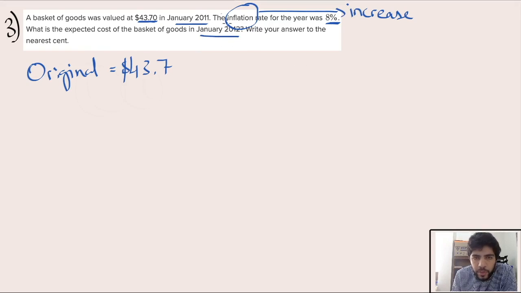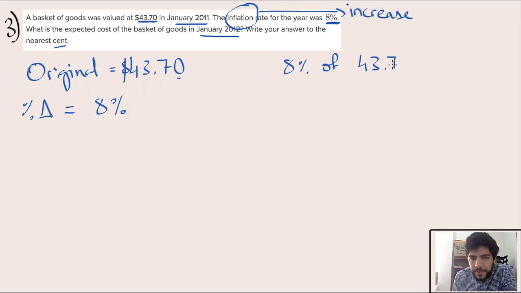So basically, one year is passing and the price is increasing 8%. And then it says, write your answer to the nearest cent. Okay? Meaning second decimal place. So let's add this here. So original is 43.7. Percent delta is positive 8%. And so I can do the same thing where I find 8% of 43.7 and then add it to the original. But there's an alternative way of doing this.